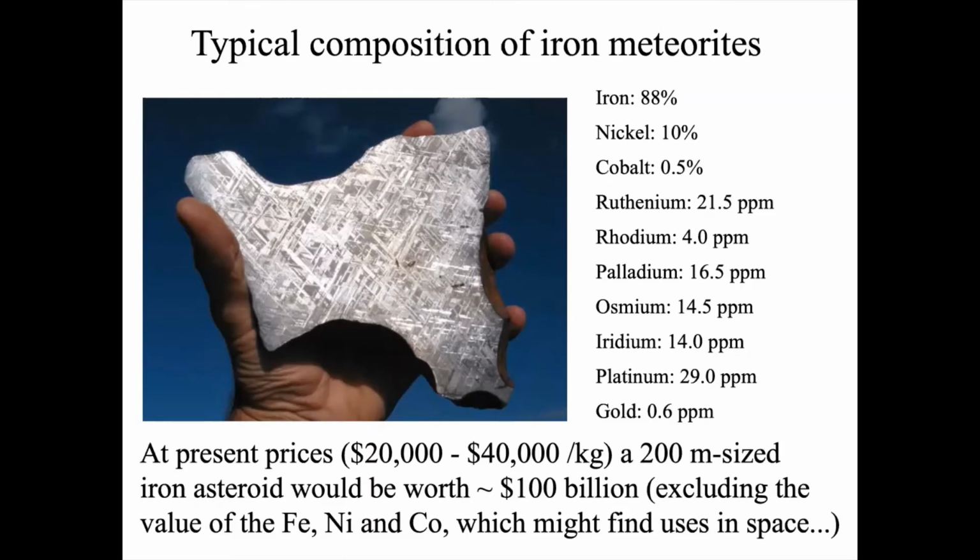So Hilary alluded to this in her slide. At current prices, which fluctuate of course, they're in the range of tens of thousands of dollars per kilogram for most of these elements, which means that a pretty modest iron asteroid, something much smaller than 16 Psyche, a 200-meter diameter iron asteroid, would be worth $100 billion at present prices, just looking at the platinum group metals that it contains.